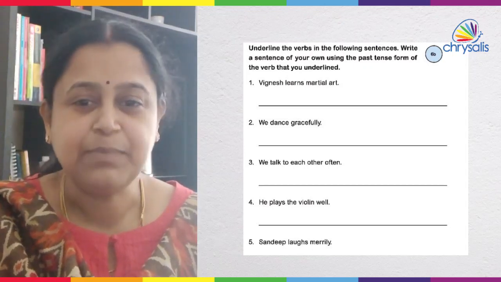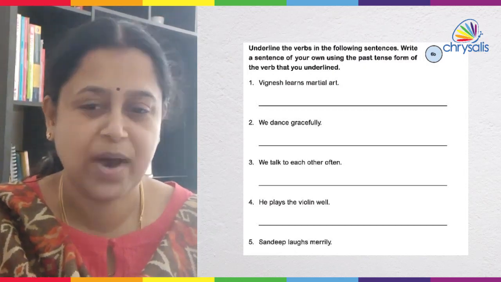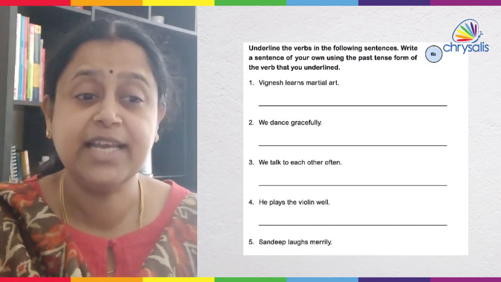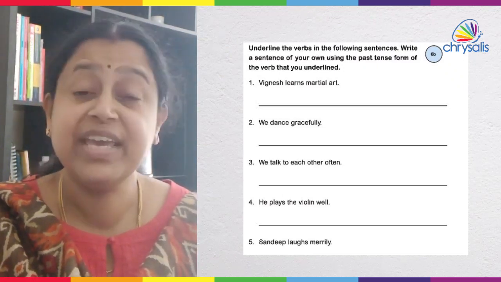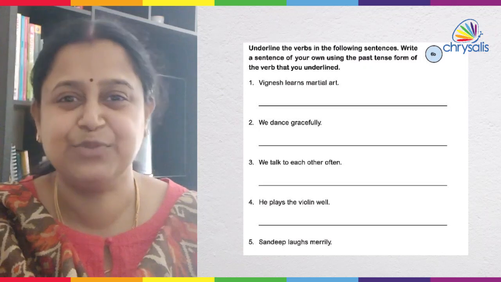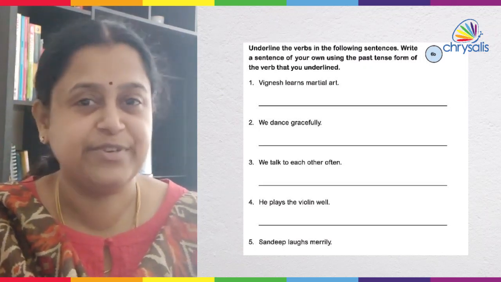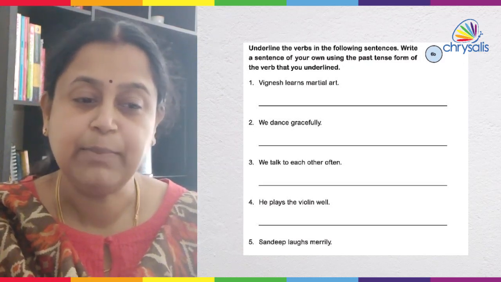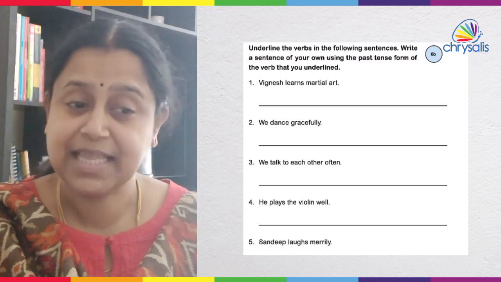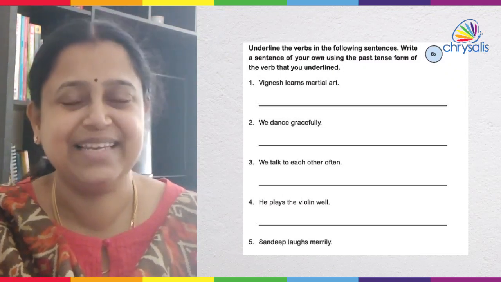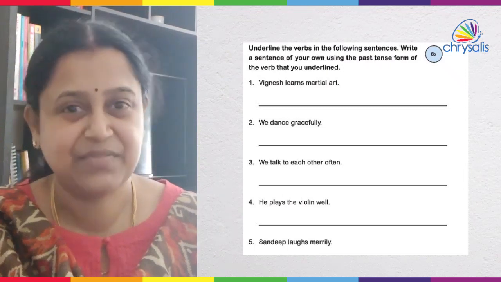Now, let me read the sentences given for you. The first one is given. Vignesh learns martial art. Second one, we dance gracefully. Third, we talk to each other often. Fourth, he plays the violin well. Fifth, Sandeep laughs merrily. So, now it's your turn to work on this activity.